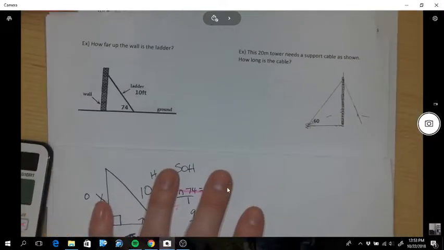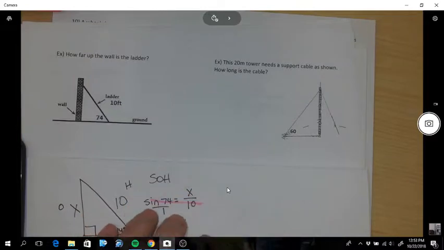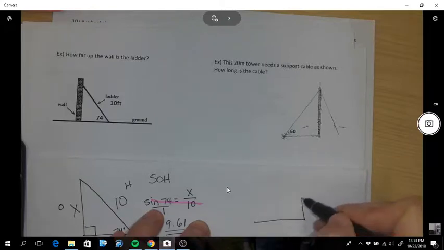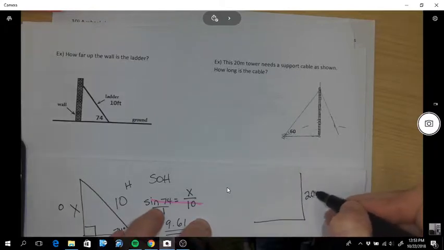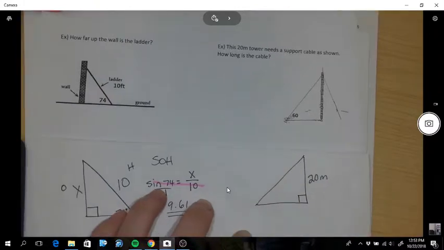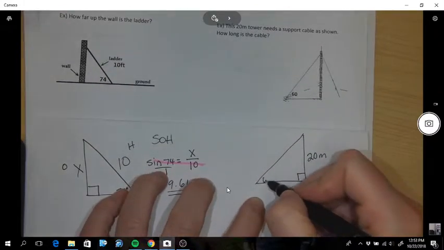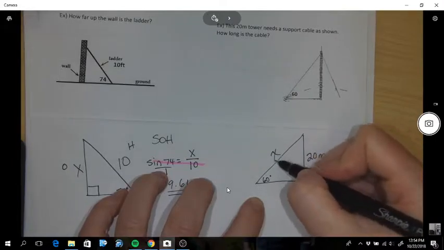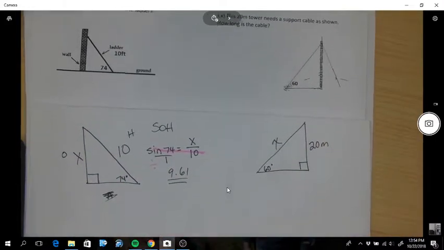Example 2. This 20-meter tower needs a support cable as shown. How long is the cable? So we know this tower is 20 meters. The tower will be 90 degrees with the ground, and we know this is 60 degrees. How long is the cable? That's what I want to know.